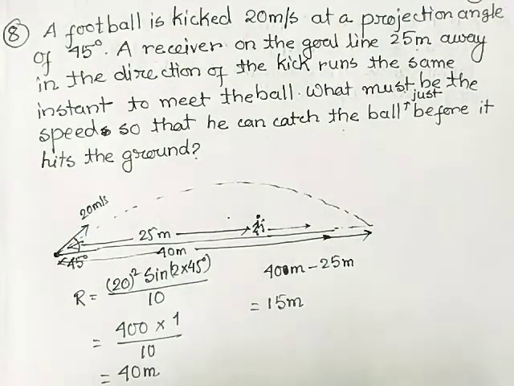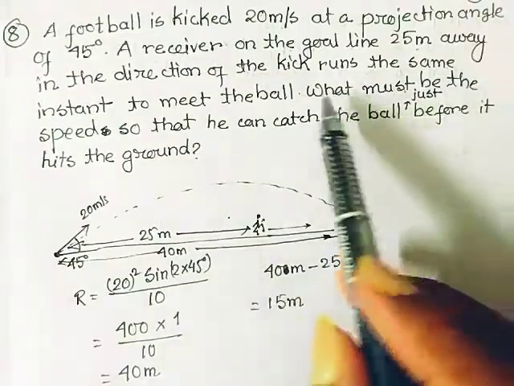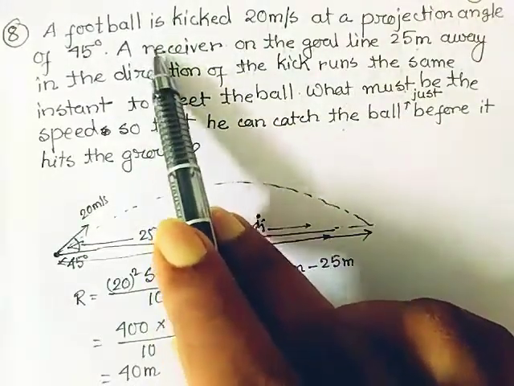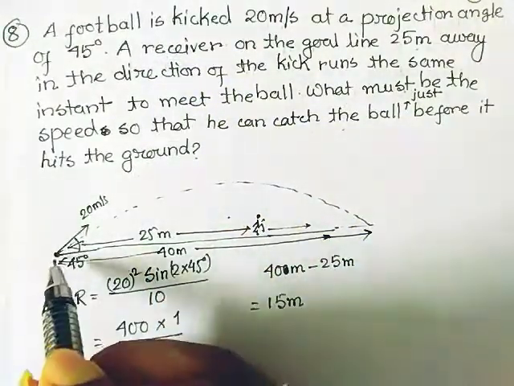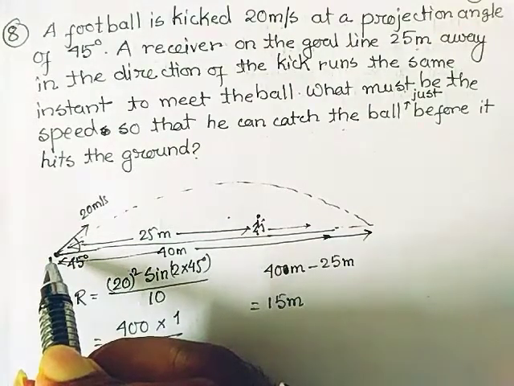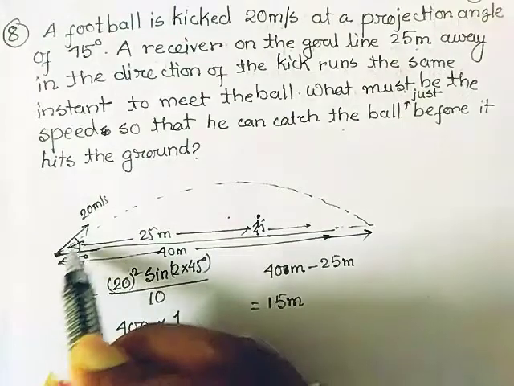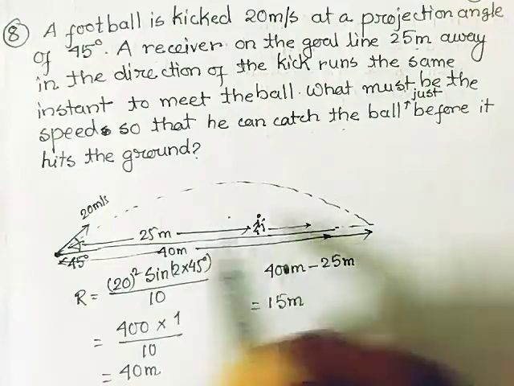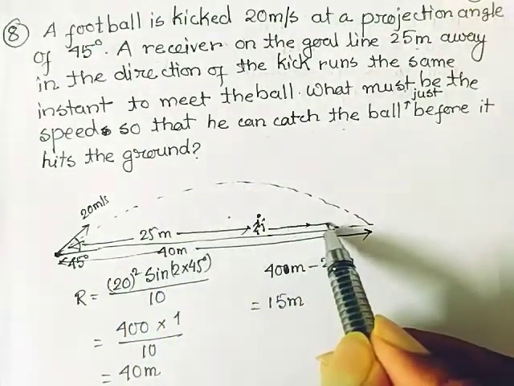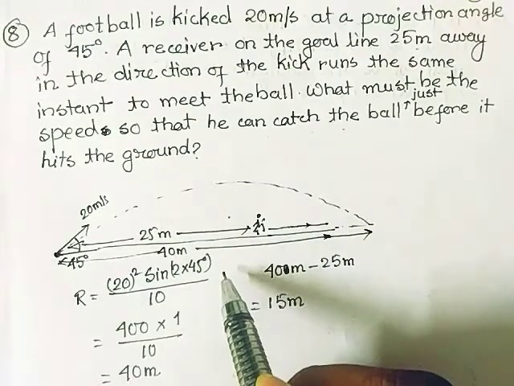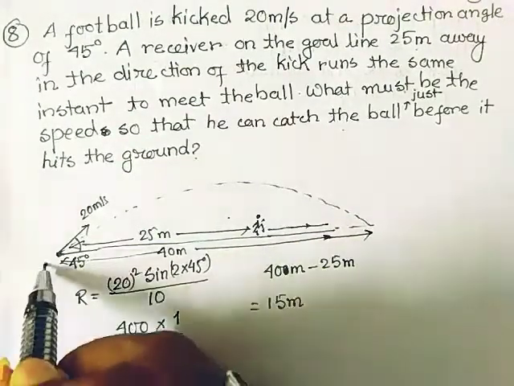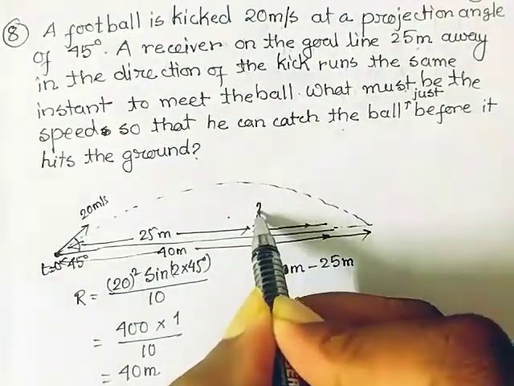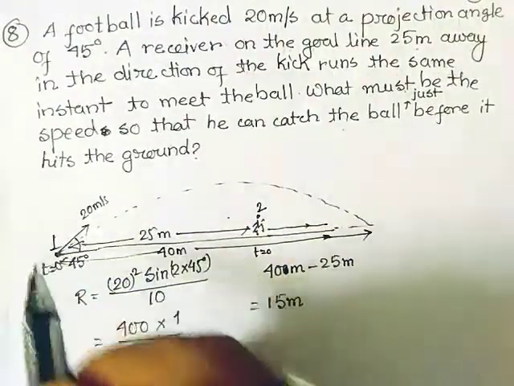But within what time does he have to cover it? Here it is said that the receiver and the player who kicks the football start at the same time. When he kicks the ball, at the same time the receiver starts running and chasing it in that direction. So if I say it is t equal to 0 for the ball, then it is also t equal to 0 for the receiver.